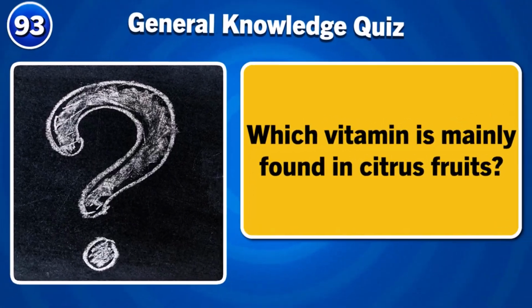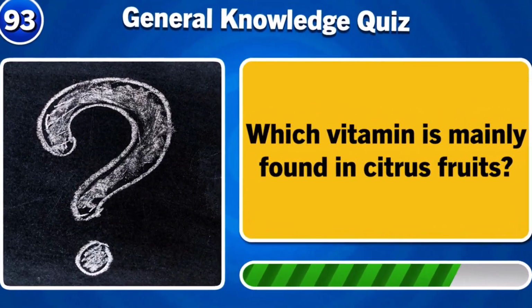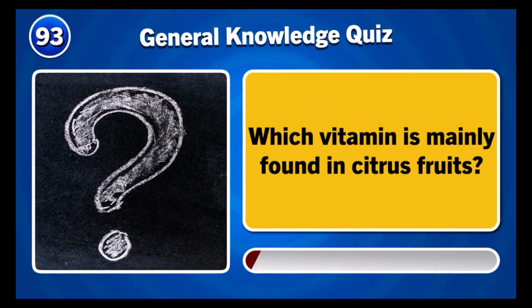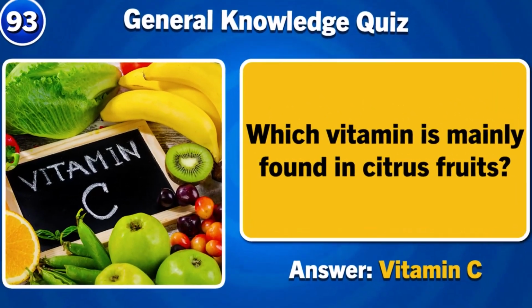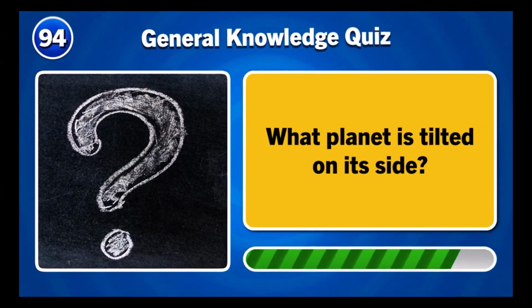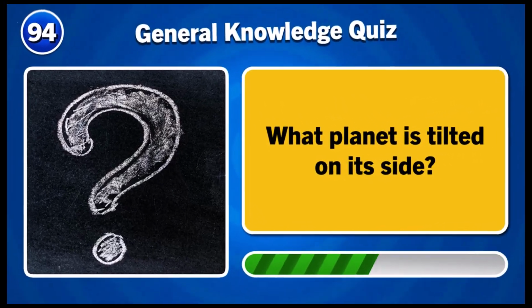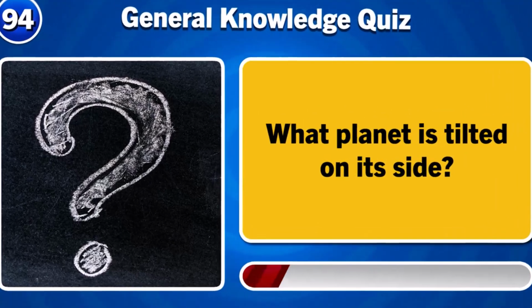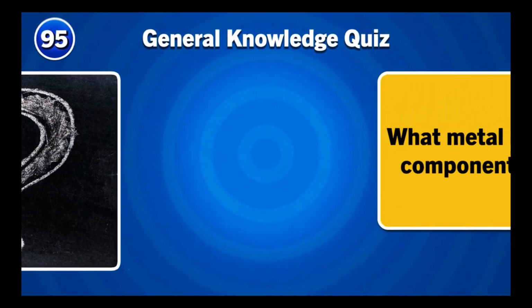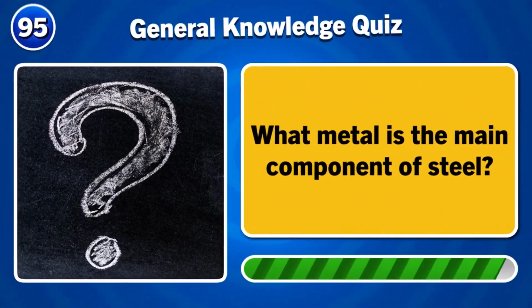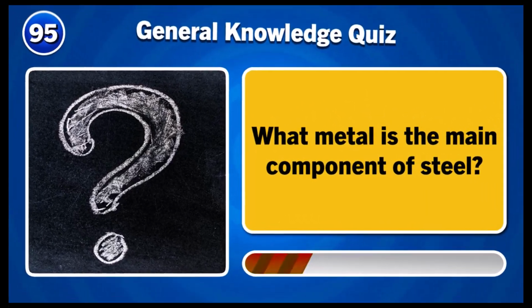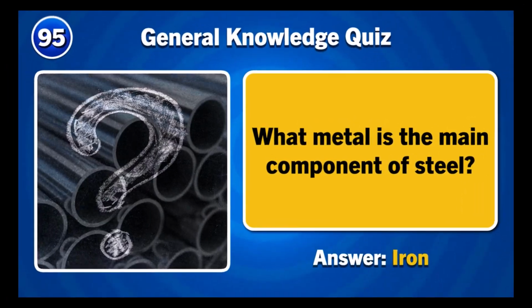Which vitamin is mainly found in citrus fruits? Vitamin C. What planet is tilted on its side? Uranus. What metal is the main component of steel? Iron.